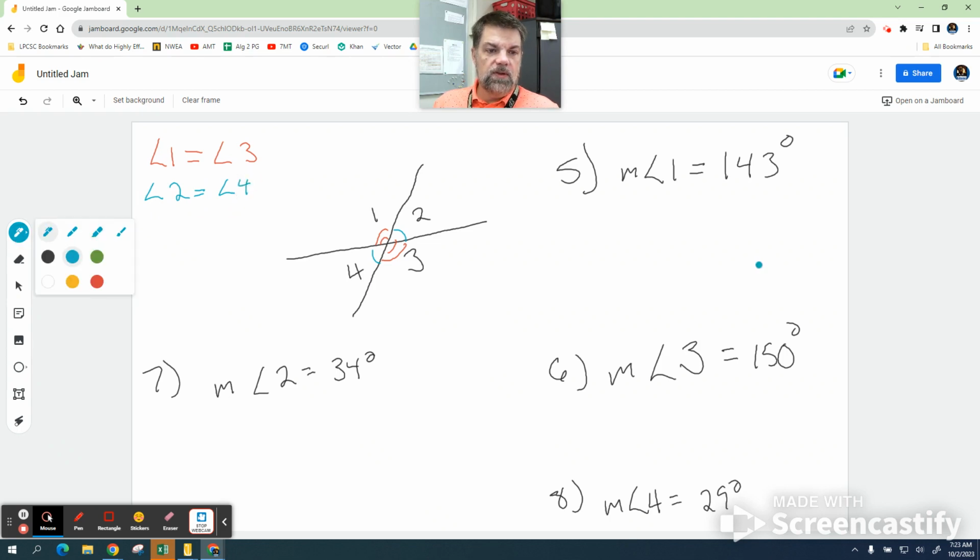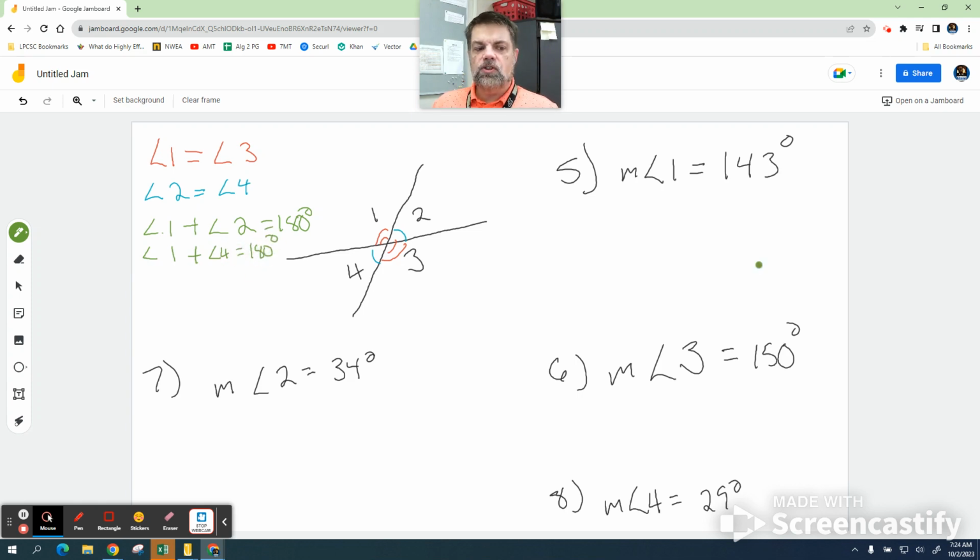And also we have linear pairs. So linear pairs are like anything that forms a line. So you could say that the measure of angle 1 plus the measure of angle 2 adds up to 180 degrees. So anything that forms a line, the measure of angle 1 plus the measure of angle 4 also adds up to 180 degrees, and so on and so forth. So this is not too hard.